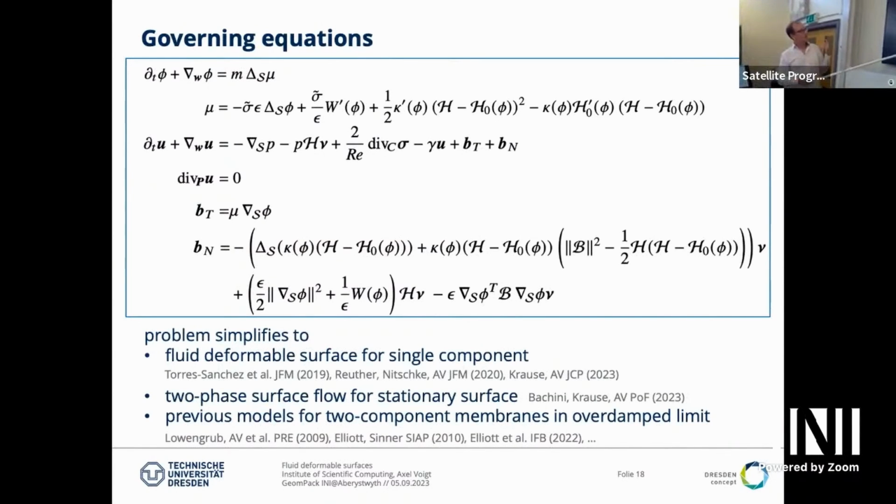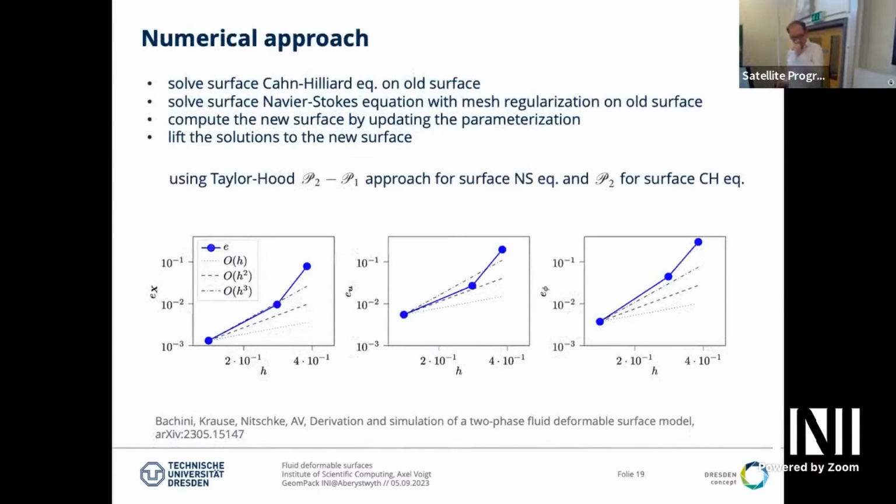People have done this also just on a stationary surface, and it's well studied if there's no flow. Then one has these two-component membranes, and in the overdamped limit of this, we also get these types of models. So it contains all these previously studied models, and now we can solve this as well.